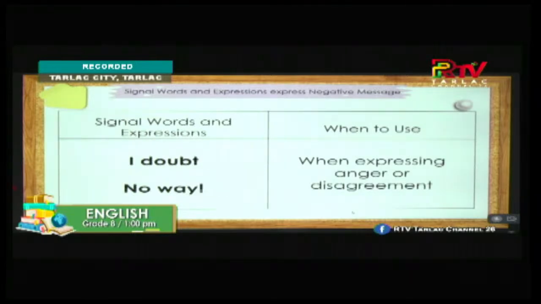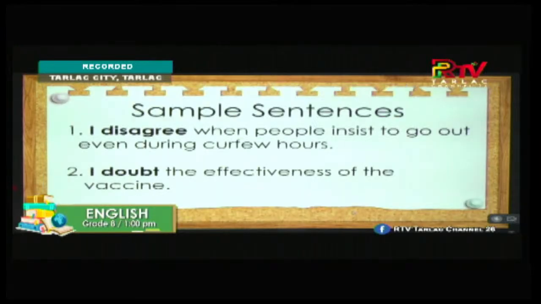More examples like I doubt, which is used as a response to a question or statement about something that you think isn't true or unlikely. When you want to tell someone that something is impossible, you may use no way. Let's take a look at these sample sentences using words that express disagreement. I disagree when people insist to go out even during curfew hours. I doubt the effectiveness of the vaccine.